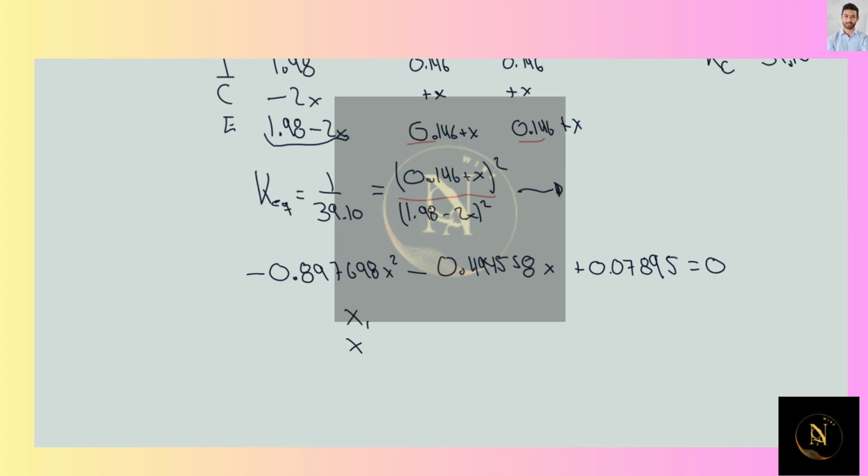Regardless of the method that you want to employ, the values for x1 and x2 are going to be minus 0.68, which is not going to have any physical meaning, and 0.1293.